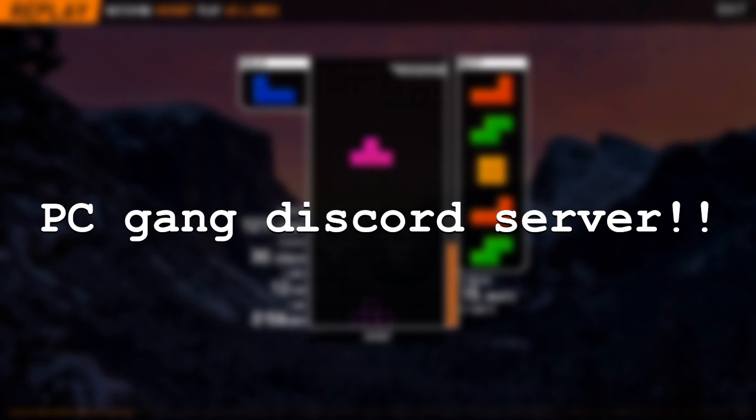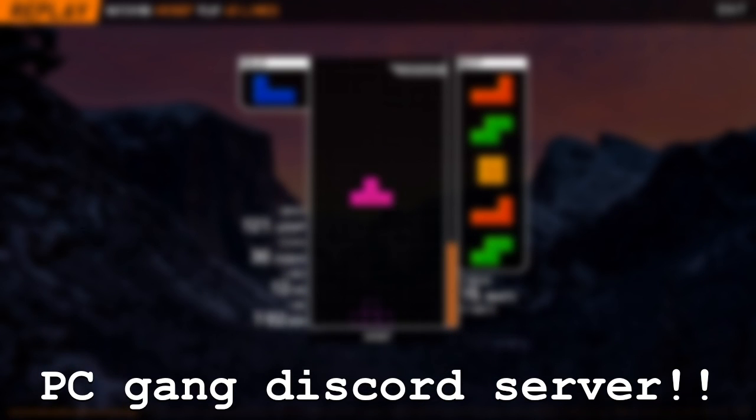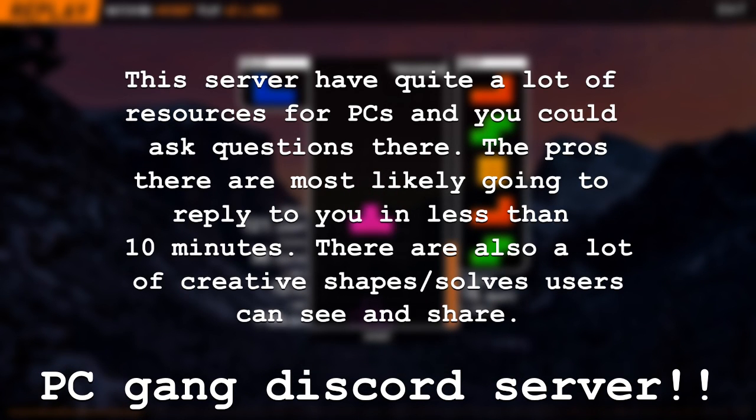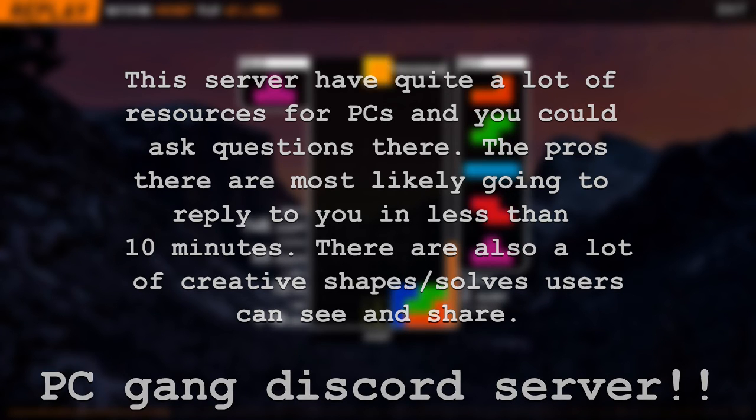Join the PC Gang Discord server. This server has quite a lot of resources for PCs, and you could ask questions there. The pros there are most likely going to reply you in less than 10 minutes. There are also a lot of creative shapes or solve users can see and share.